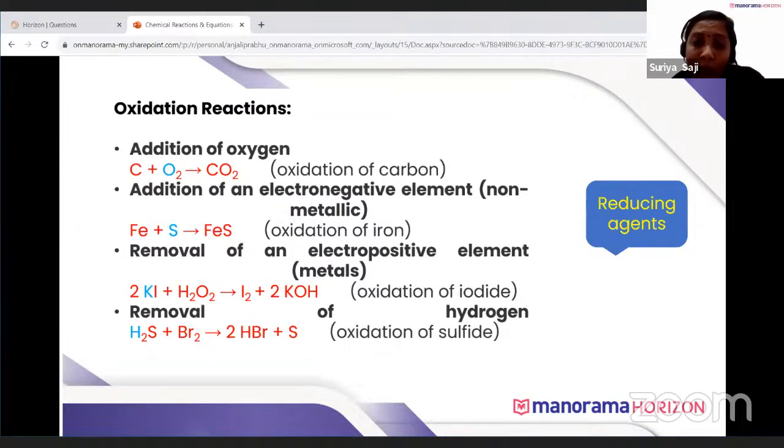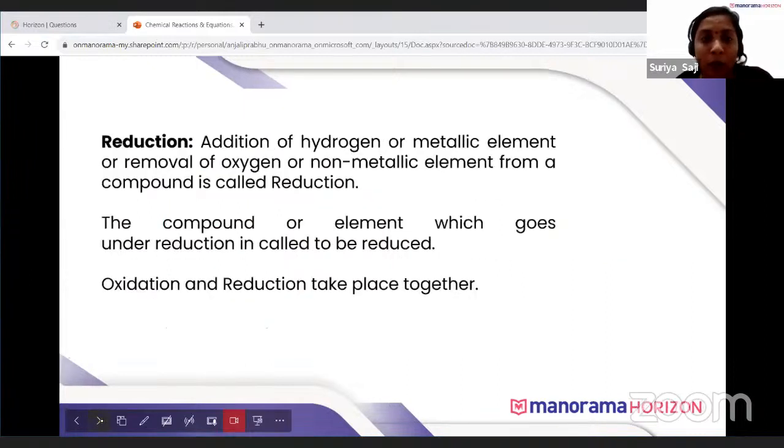And also, if you are removing hydrogen from a compound, that is also oxidation. H2S is hydrogen sulfide. If you are removing hydrogen from hydrogen sulfide, that is oxidation of sulfide. So this is the way we can find out how oxidation reactions take place.